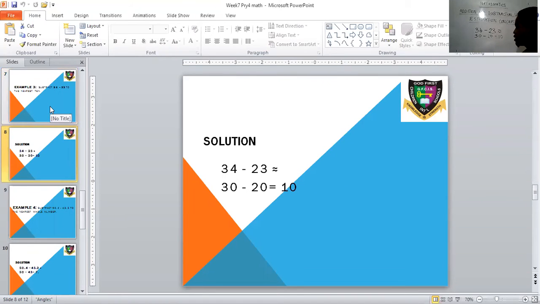Now, look at what we just did on the board. 34 minus 23 is approximately equal to 30 minus 20, because 34 is rounded to 30, while 23 is rounded to 20, which gives us 10. Good.